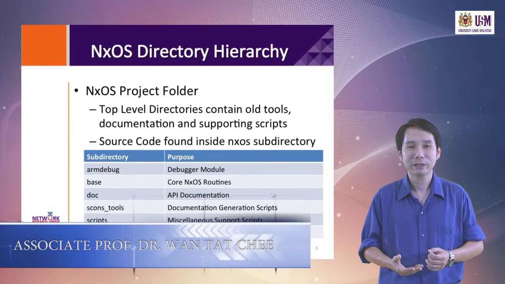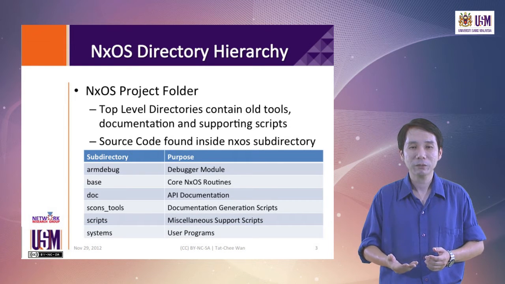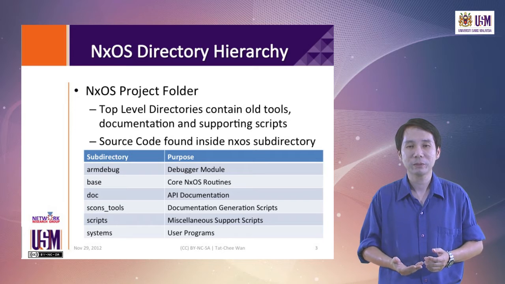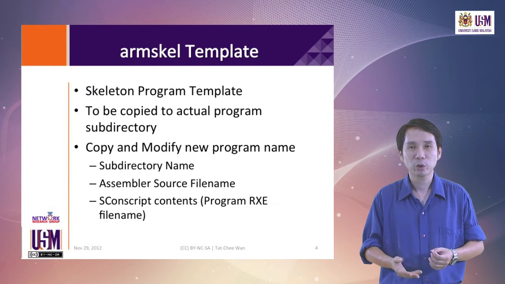The NxOS project folder contains several subfolders where the top level directories contain old tools, documentation and support scripts. The source code is actually found inside the NxOS subdirectory of the project. For the purpose of writing our first assembly language program, we assume that we will start from a template existing in the system subdirectory called armskel.